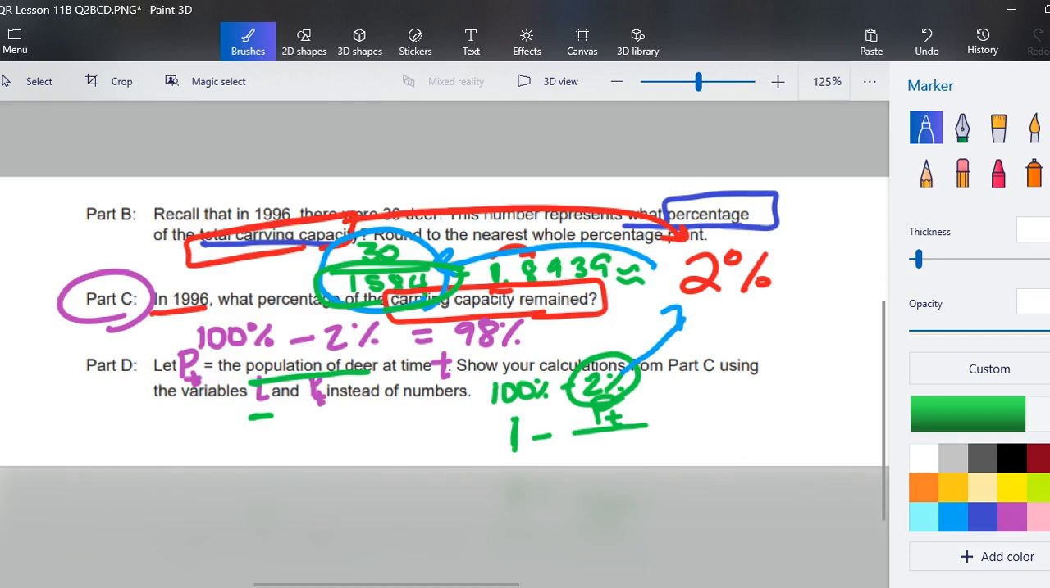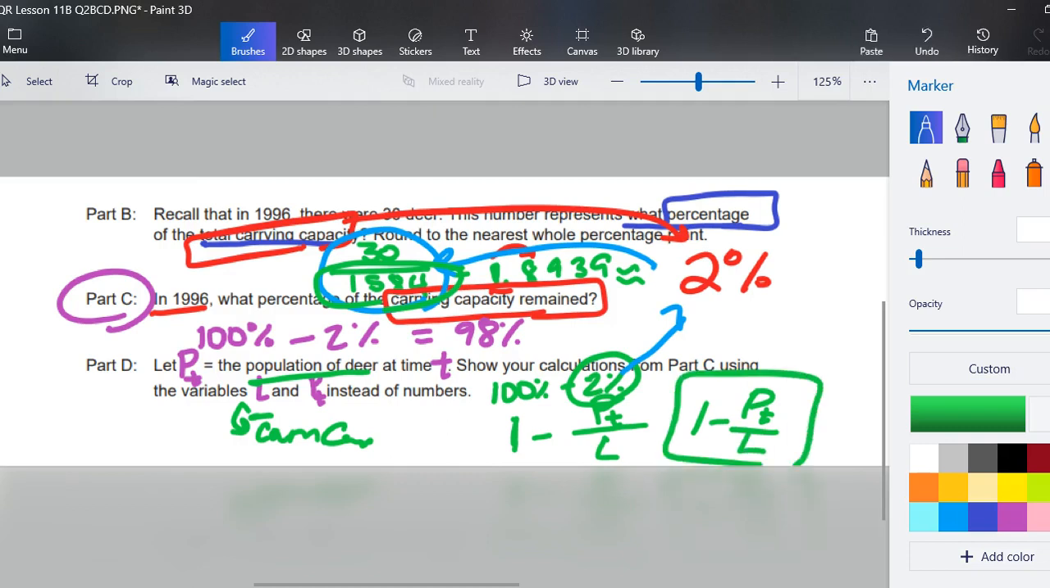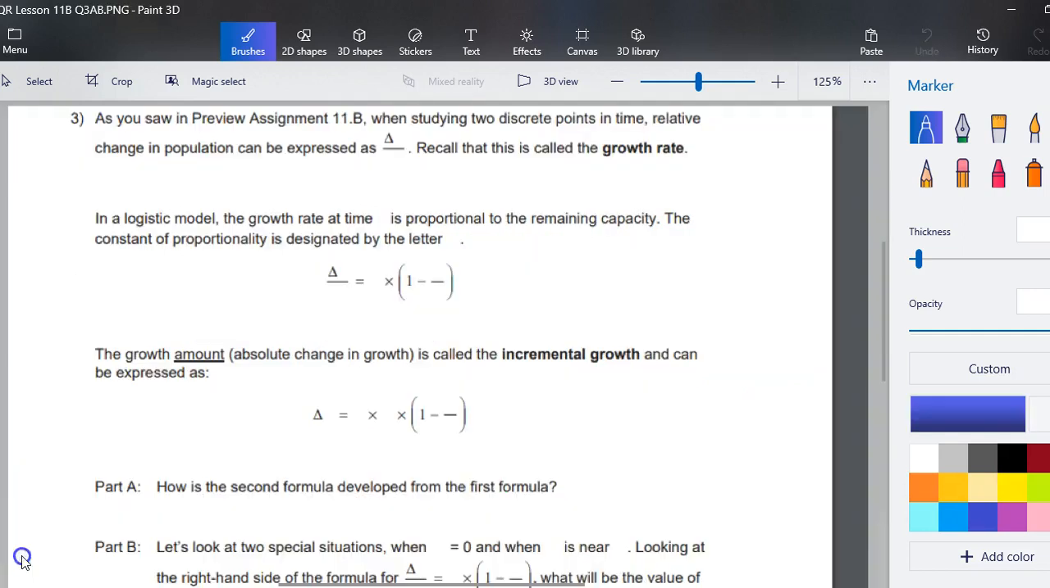Maybe they defined it earlier and I'm just forgetting about that. But L is going to be our carrying capacity. And so that is here. So making this a little bit more clear, we are using letters instead of numbers, and then we're going to keep on going. So now very slowly and calmly and methodically, we're going to put all of this together and create a formula.